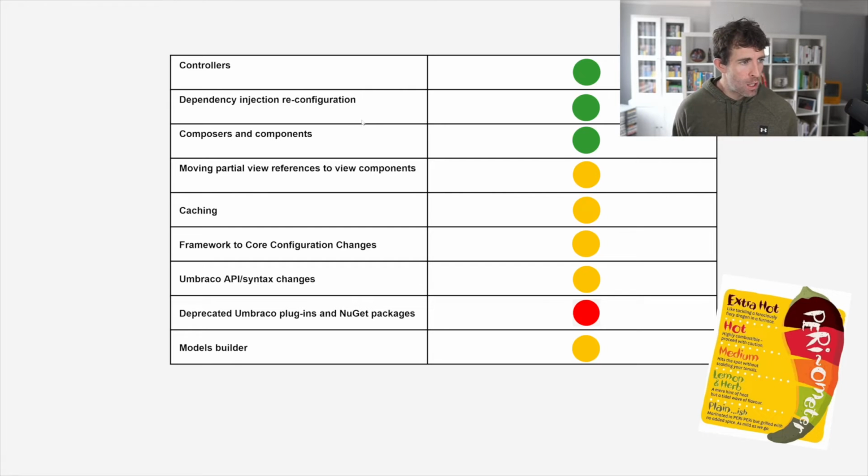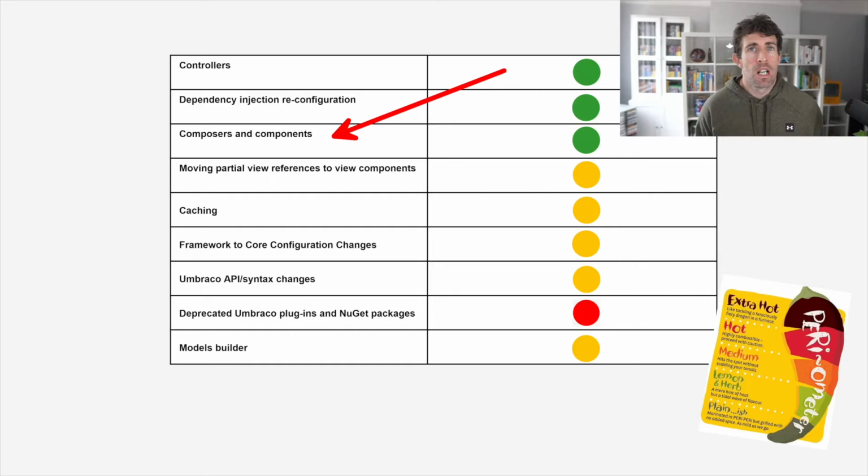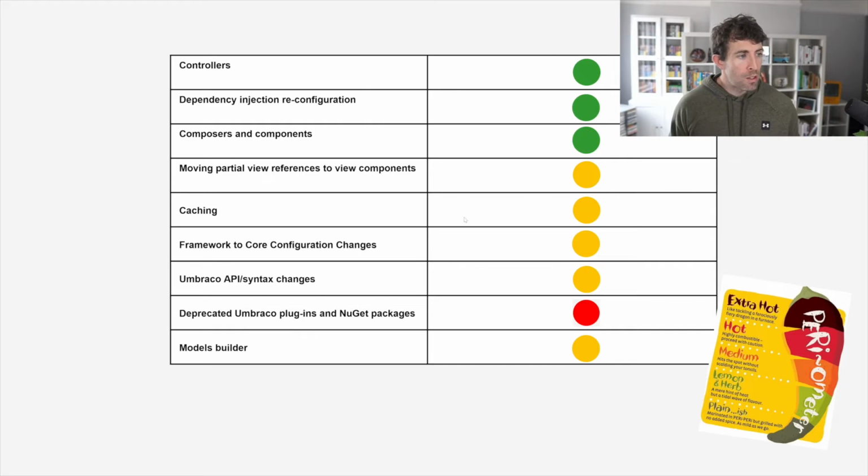Now, within Umbraco v9 and 10, the dependency injection container has changed from Simple Injector to the .NET Core one, so all of your dependency injection configuration, you'll have to redo that. There have been a few differences within your composers, so now you have to change the interface to IComposer rather than IUserComposer.